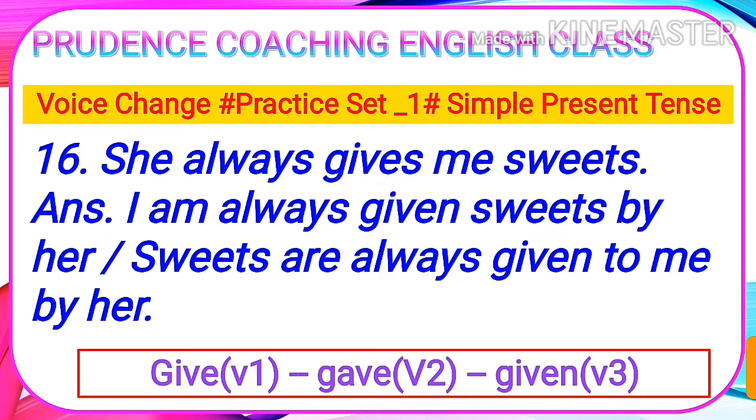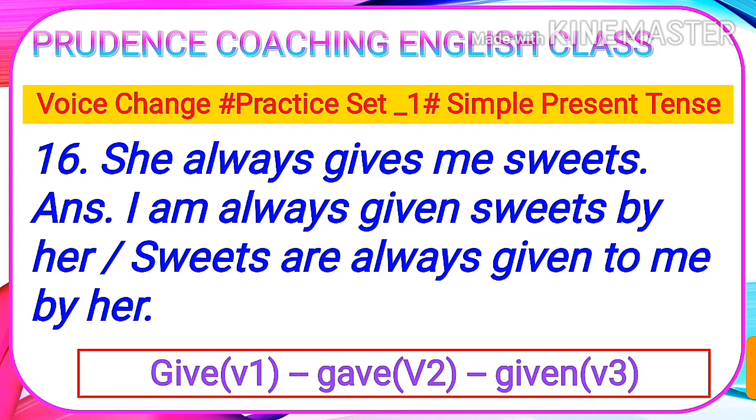After that, the V3 form of the verb given, give, becomes given in the V3 or past participle form, and we will write the direct object after it, and we will end this sentence by writing by her. So our final solution will be I am always given sweets by her.